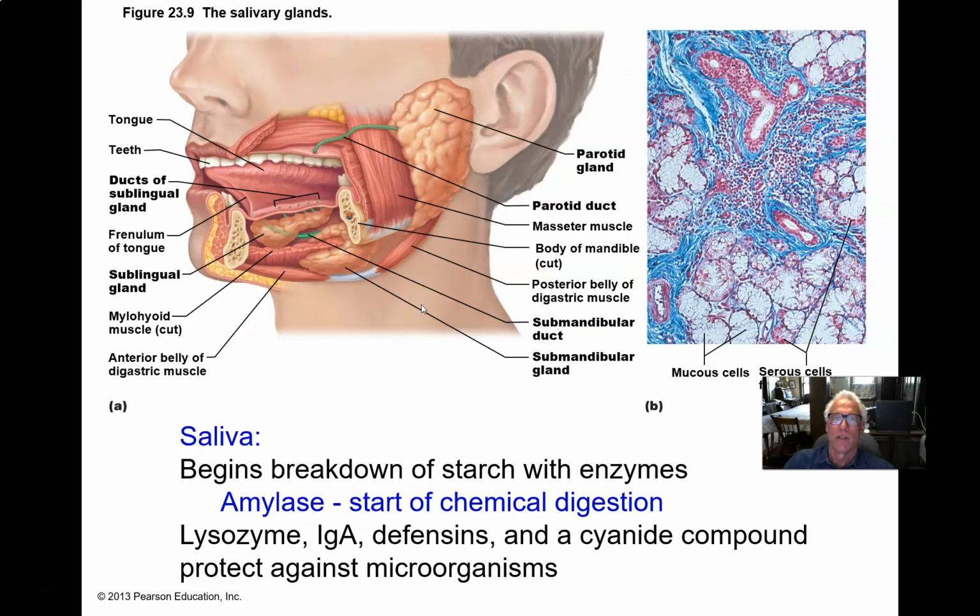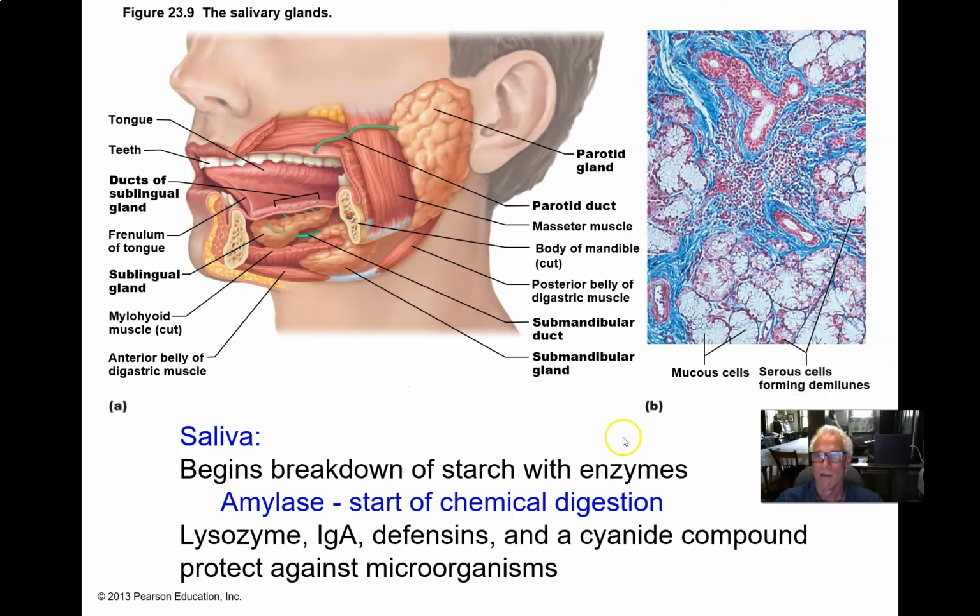This diagram is good to show us the location of 3 pairs of salivary glands. There's going to be the parotid glands, the sublingual glands, and the submandibular glands. So those have 2 different types of secretory cells that produce saliva.